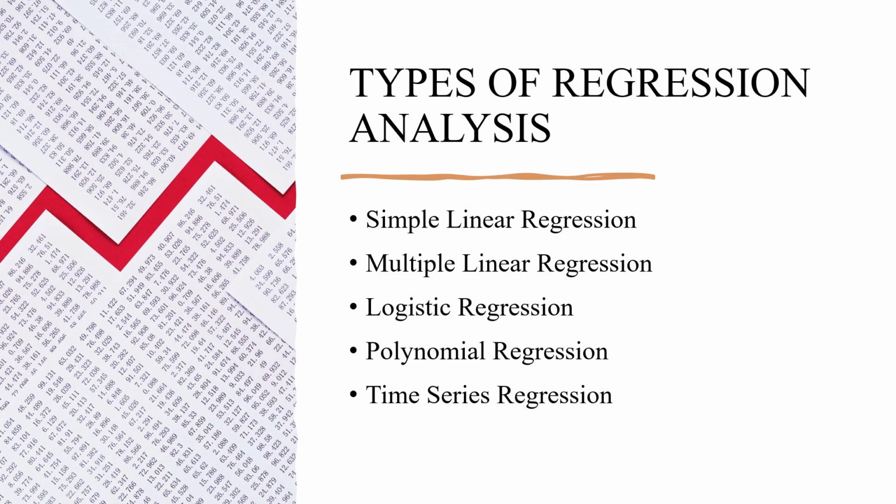The third one is logistic regression. It is used when the dependent variable is binary. The fourth one is polynomial regression. Here, the relationship between the variables is nonlinear. The last one is time series regression. It analyzes data points over a period of time to identify trends and also seasonality.